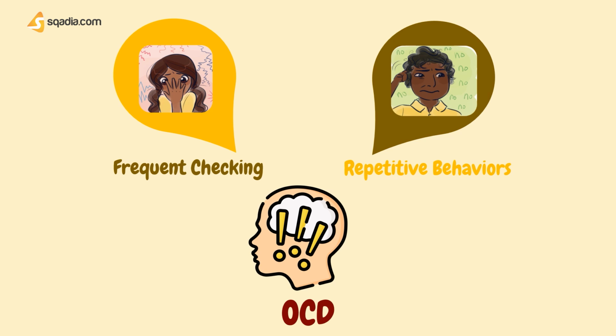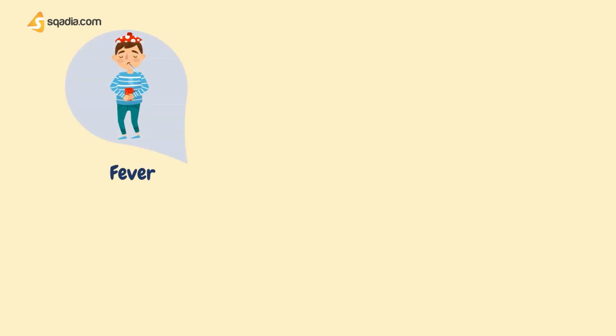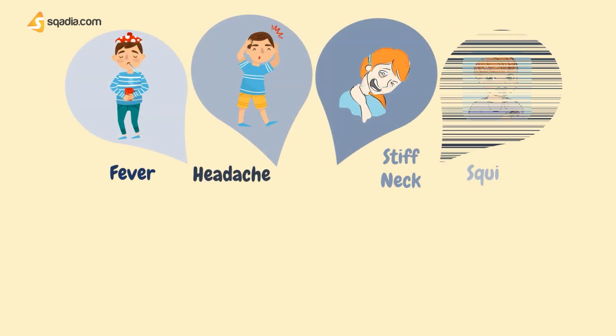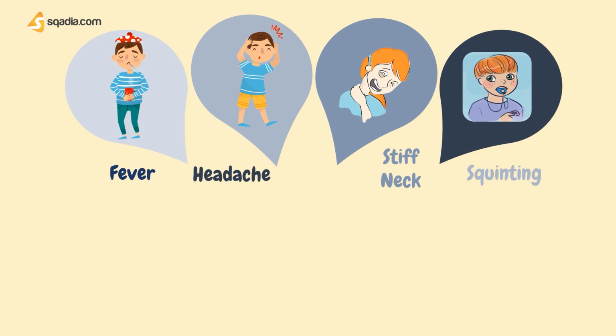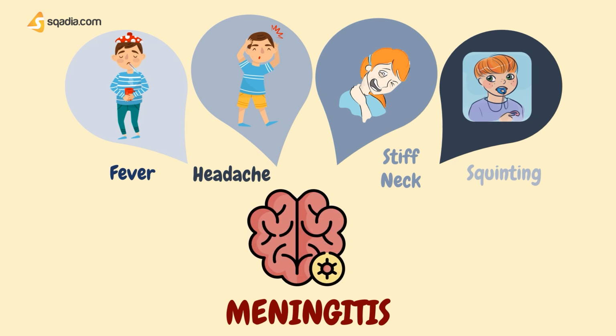So, if the child has fever, headache, stiff neck, and squinting, he might be suffering from meningitis. Meningitis is an inflammation or swelling of the protective membranes covering the brain and spinal cord, called meninges. A bacterial or viral infection of the fluid surrounding the brain and spinal cord usually causes the swelling. However, injuries, cancer, certain drugs, and other types of infections can also lead to meningitis.